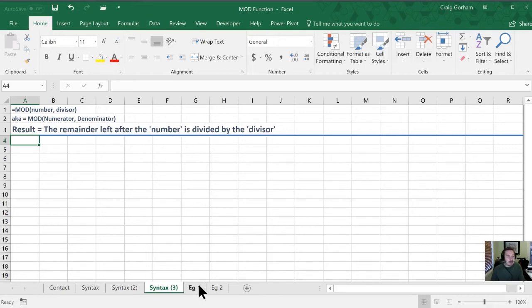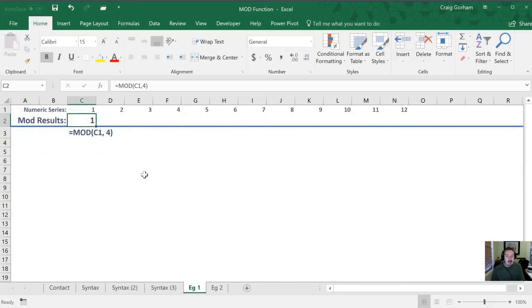Let's take a look at an example. I've created a numeric series across the top, just increasing by 1, and I've entered this formula into cell C2. So in this case, what's happening is Excel is evaluating C1, using it as a number and then dividing it by our divisor of 4. 4 goes into 1 0 times with a remainder of 1.